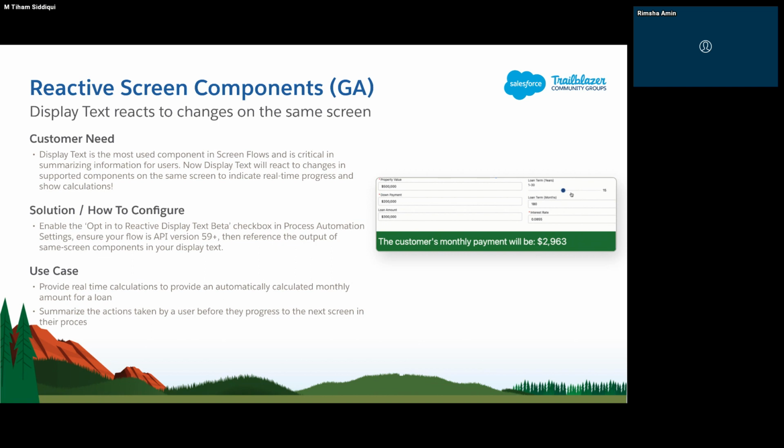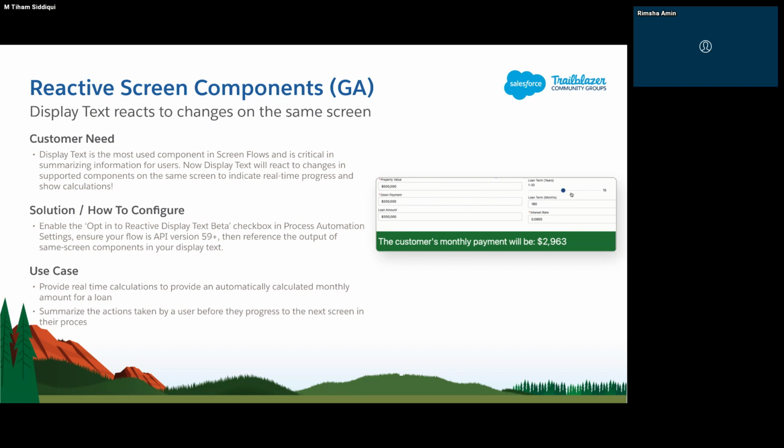So you can show or communicate with each of the other components in real time and show the results as well, instead of going back and forth to the screens. You can show the updated values in real time.